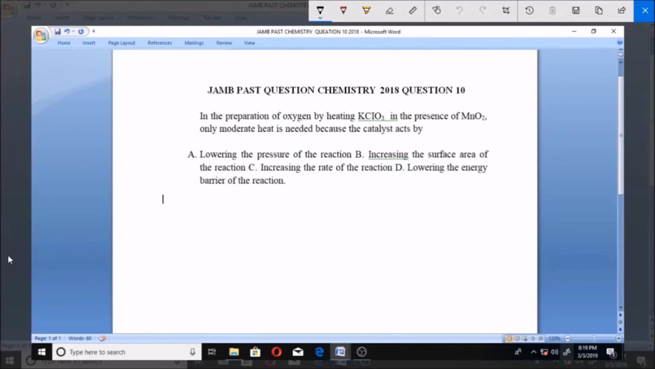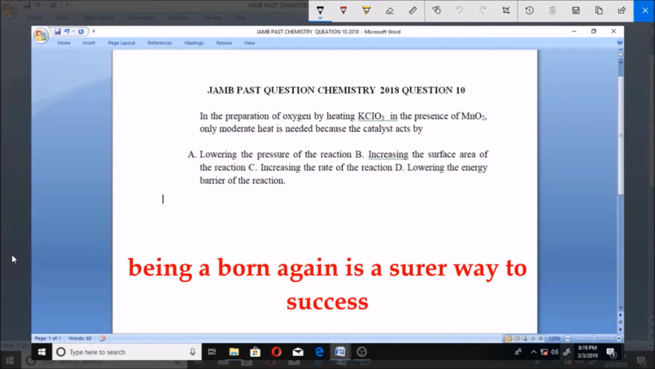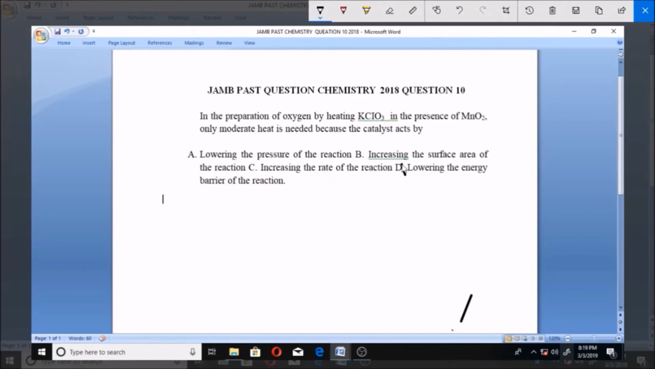So what happens with the catalyst? When you add a catalyst to a reaction, what happens is majorly one thing: to lower the energy barrier of the reaction. That's what happens. So this is a direct answer. D is the answer to this problem, because whenever there is a catalyst added to a specific reaction, the energy barrier is lowered.